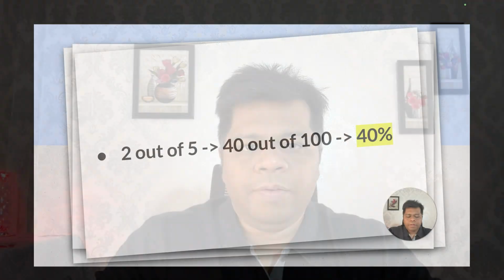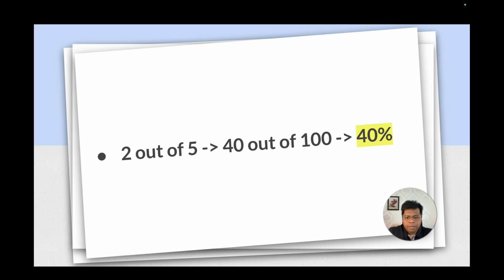Let's look at percentage. Now, what do I mean by percent? Percent stands for per cent, that means per 100. This is to express the relation between two numbers on a 100 scale. Now let's take this example: 2 out of 5. How can we represent this as a percentage?